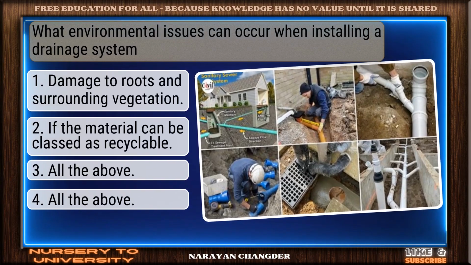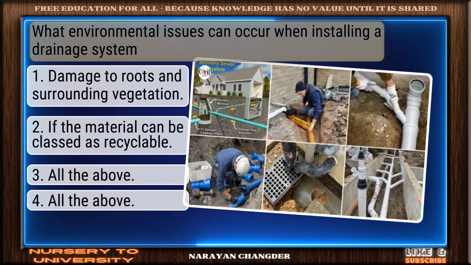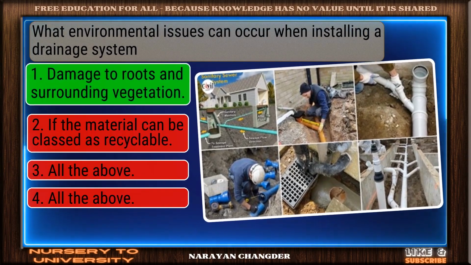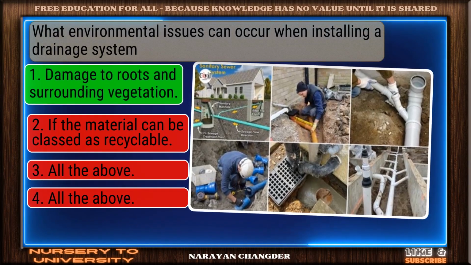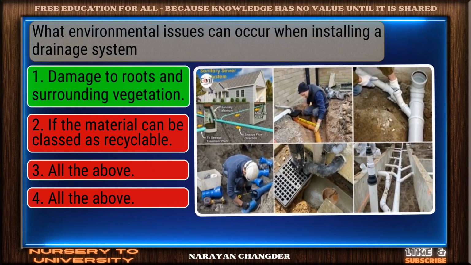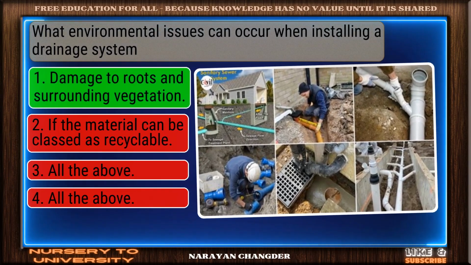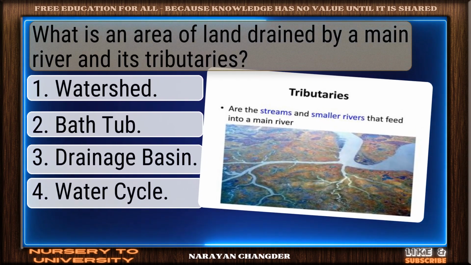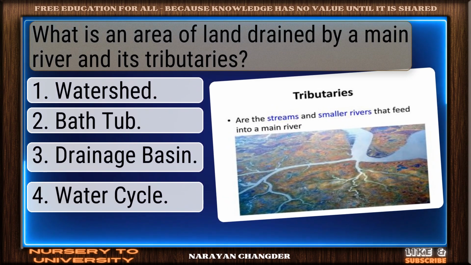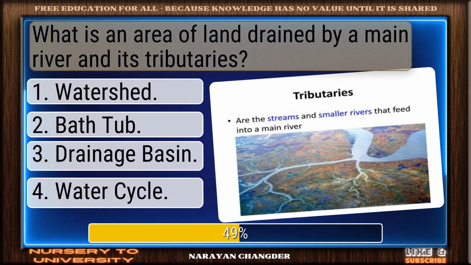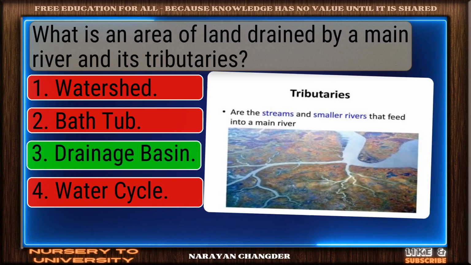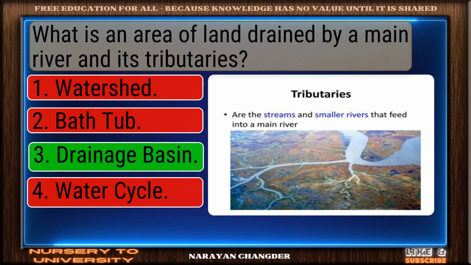What environmental issues can occur when installing a drainage system? Clear logic. Your choice, damage to roots and surrounding vegetation, is sound and 100% true. What is an area of land drained by a main river and its tributaries? Nice work. You chose drainage basin and it is correct.